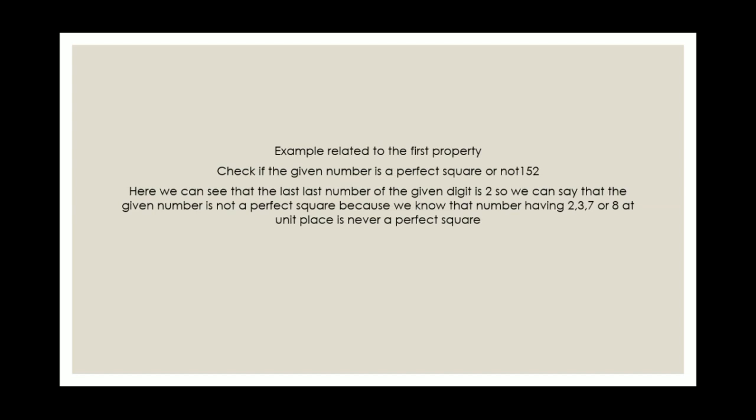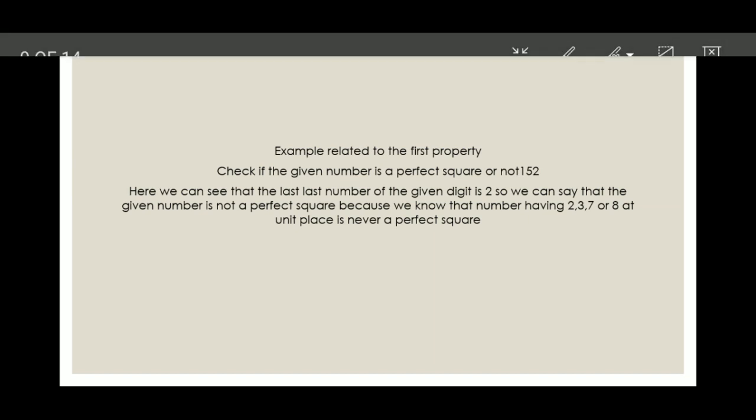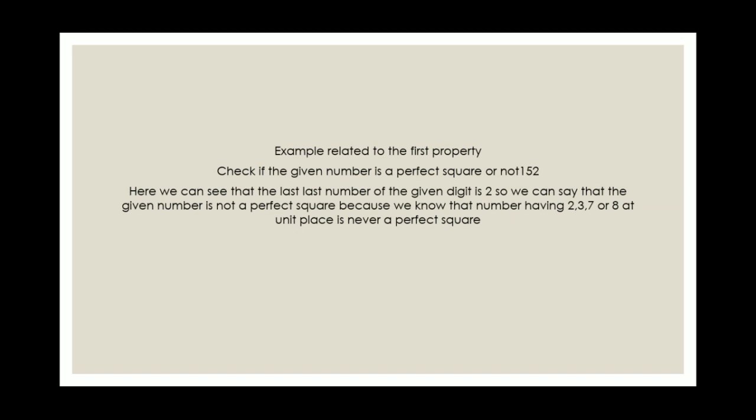Example related to the first property. Now we will understand examples related to the first 5 properties. Check if the given number is a perfect square or not. The number given is 152. Here we can see that the last digit of the given number is 2. So we can say that the given number is not a perfect square, because we know that a number having 2, 3, 7 or 8 at unit place is never a perfect square.